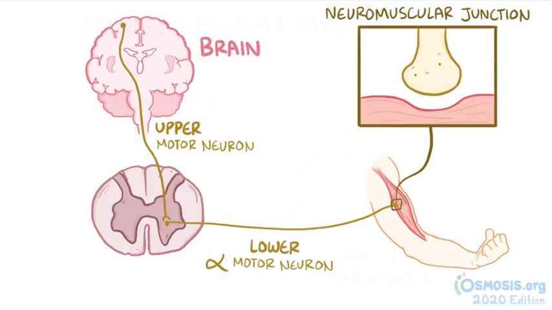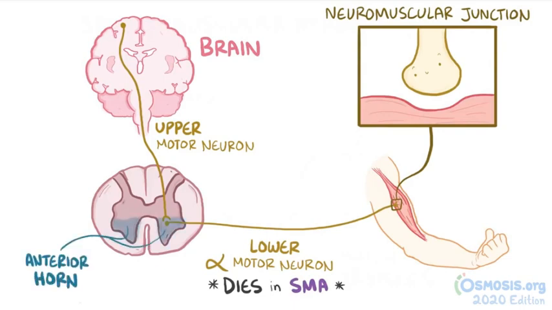And these alpha motor neurons are the ones that die in SMA. Their cell bodies are found in the anterior horn, or front part of the spinal cord, and their axons project from the spinal cord all the way to the muscles they innervate. A group of these neurons is called a motor nerve.